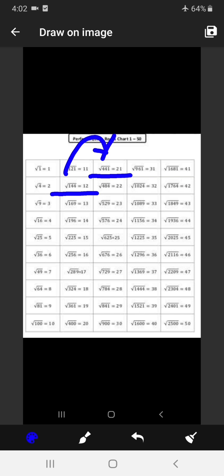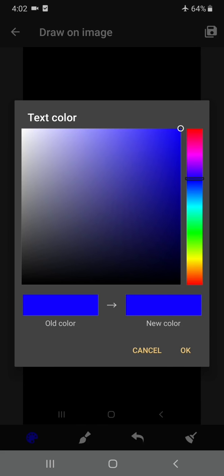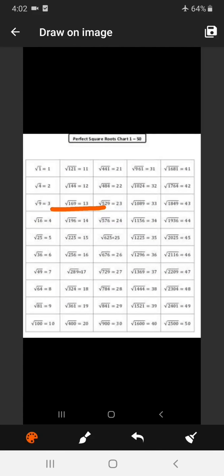Can you observe one more number over here in the table showing a similar pattern? Yes, we have 13. 13 square is 169. Reverse of 13 is 31. And the reverse of 169 is, yes, 961.